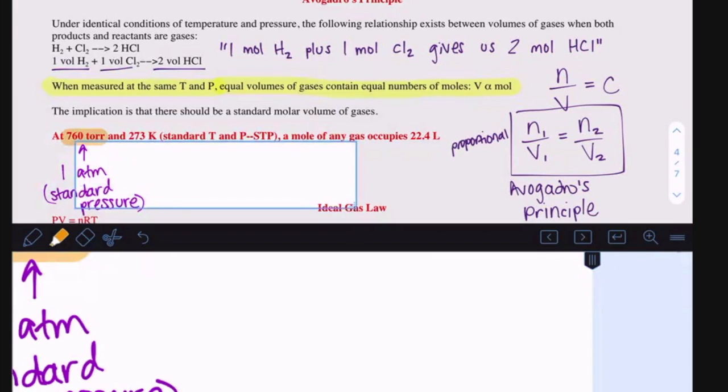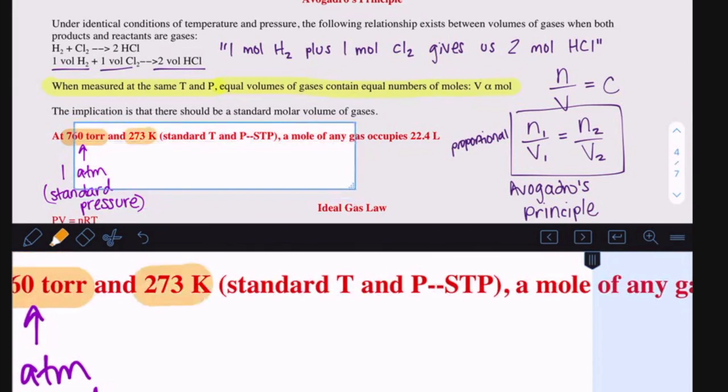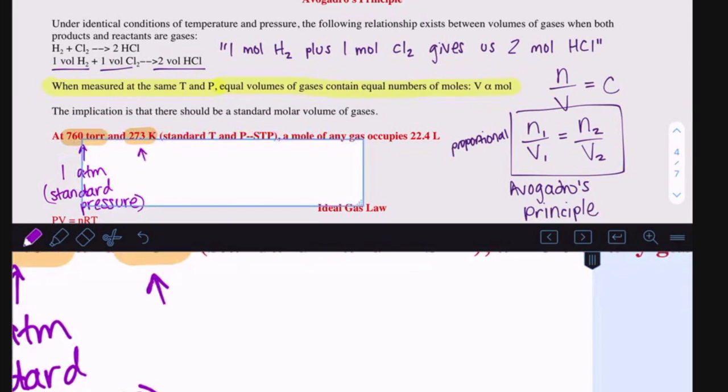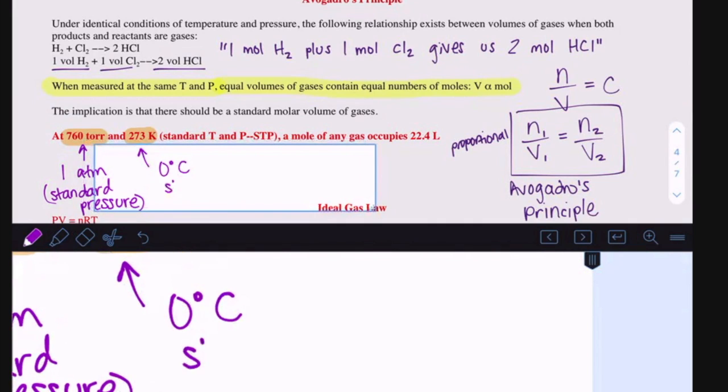And now if we keep going along, because STP is standard temperature and pressure, so now we need to take a look at what that temperature is. And it's telling us that the temperature is 273 Kelvin, which if you were to convert to Celsius, would be 0 degrees Celsius. And again, like I said, this is going to be our standard temperature.